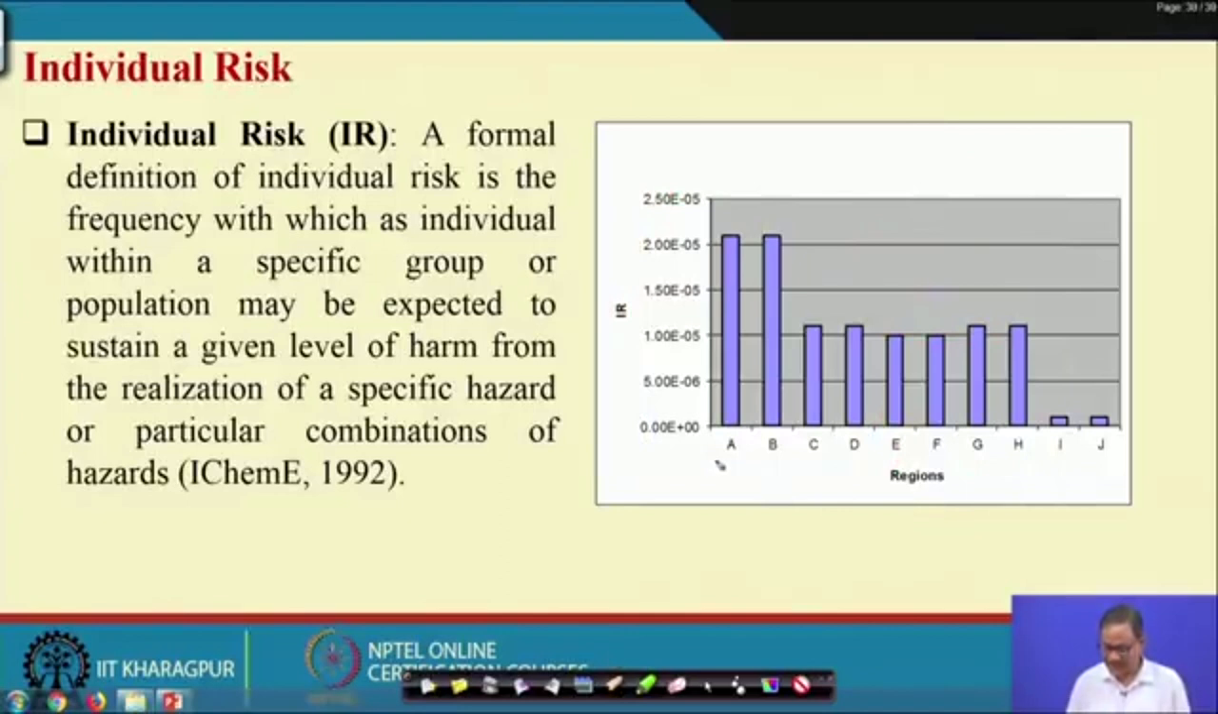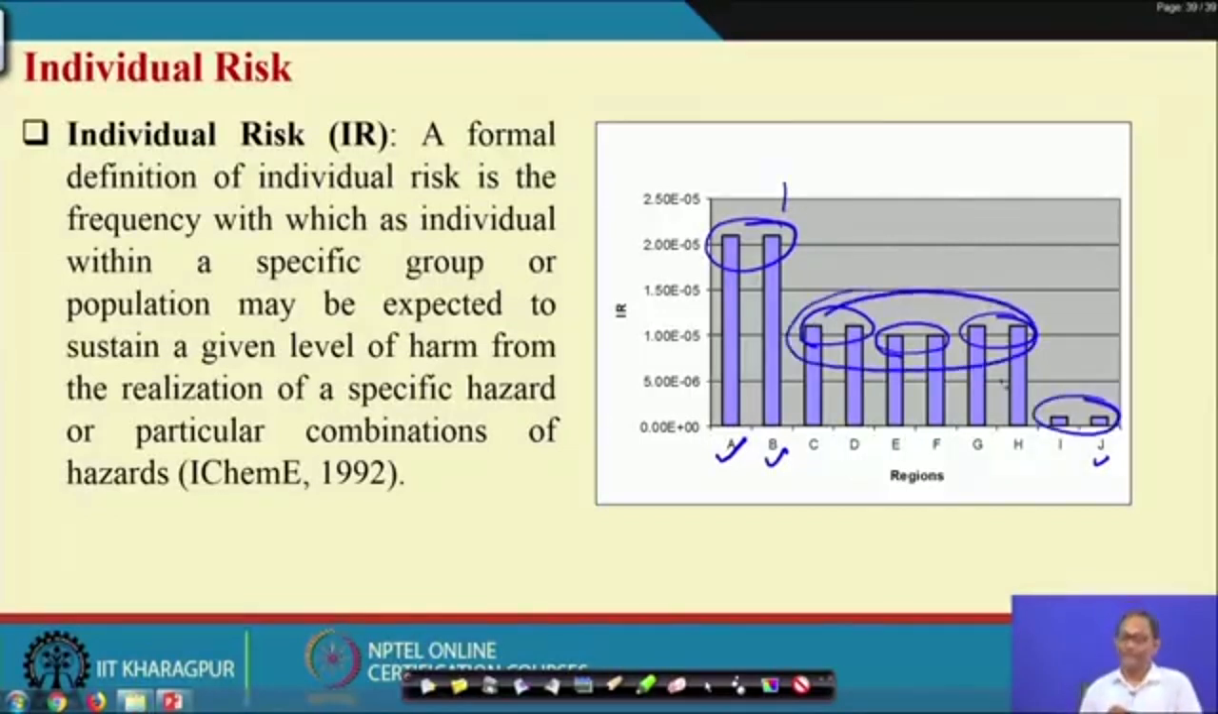As a result, suppose persons working at location A, B or J are not exposed to the same amount of risk. These two are high risk compared to others. These two are another group. This is also another group, but can be the same. So, we can say risk cluster 1, risk cluster 2 and risk cluster 3. If I replace region by job, then I say job groups A and B have the same level of risk, then C, D, E, F, G, H have the same level of risk, and I, J the same level of risk.